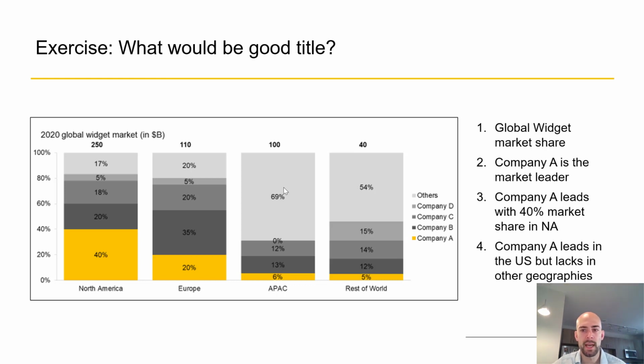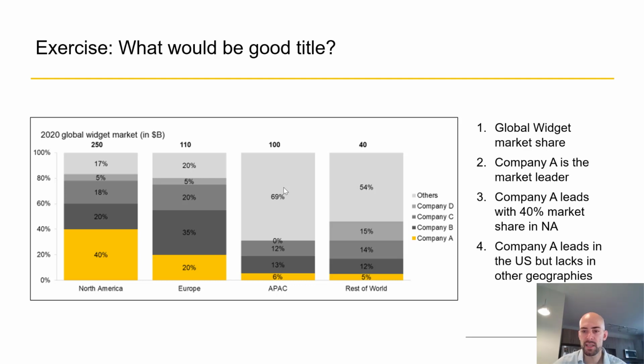The second one, Company A is the market leader, is a tad better. It is a more insightful statement. It shares with us that we are leading the market, which is something positive. But I think it's not as specific. It doesn't show any data. Are we leading by a lot? Are we not leading by a lot? Is it 40%, 20%? And I think that's where the third option shines, where we mention a specific metric, 40% market share in North America.